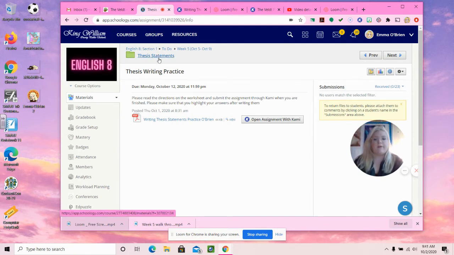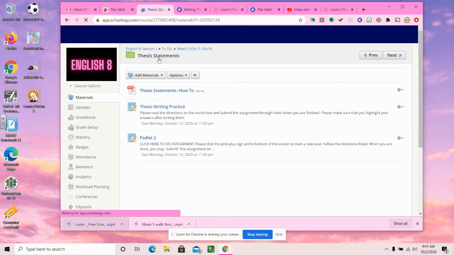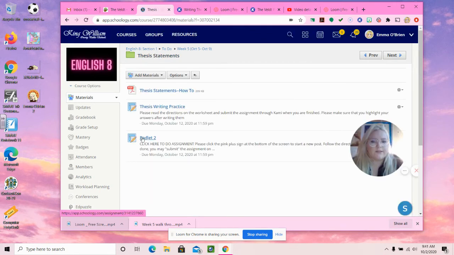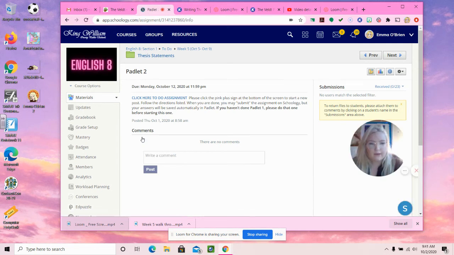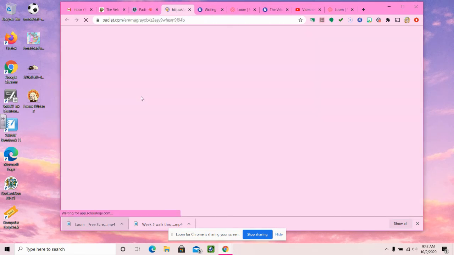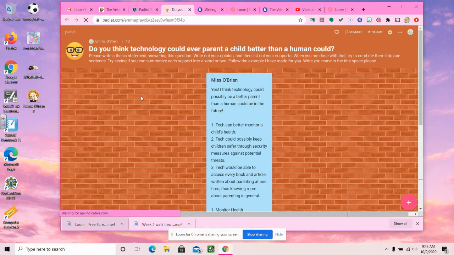So click back into this thesis statement folder, and I want you to click on Padlet 2. So open Padlet 2. Remember that I don't want you to do this Padlet unless you've done the first one from the other folder. So make sure you've listened to that whole story, you've done that Edpuzzle, and you've done that Padlet before you get to this one. So when you click on this one, and just click here to do the assignment, this is what's going to pop up for you.